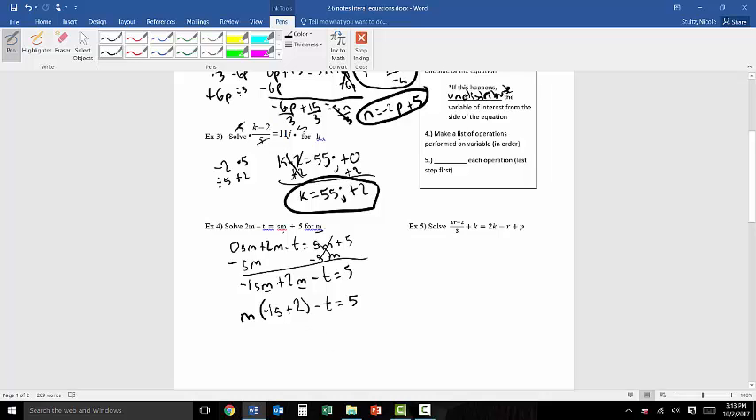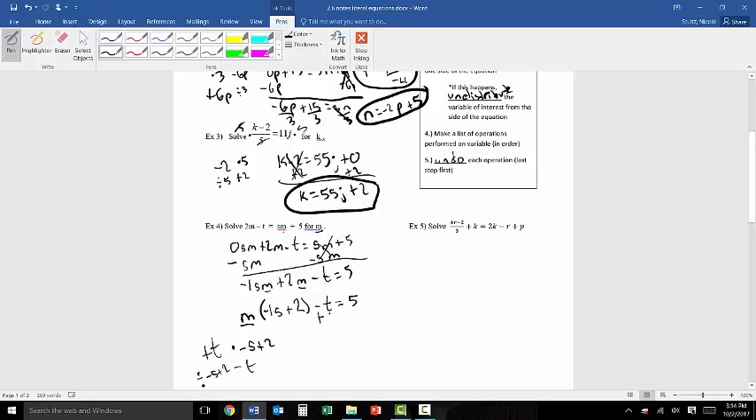So once you do that, you make a list of your operations that were performed on the variable, and you're going to undo each item, starting with the last step first. So looking at M, if I plugged in a number, I would have to multiply it by this whole group. After you multiply it by whatever's in here, you would subtract T. So to solve it, we're going to add T, and we're going to divide by negative S plus 2.